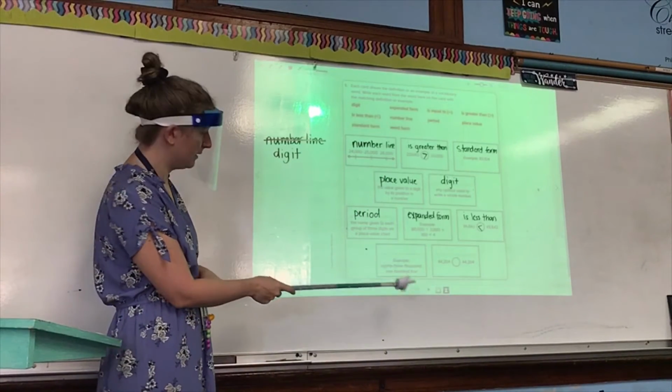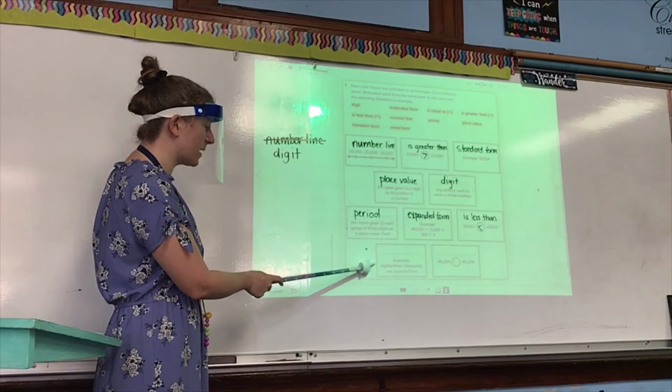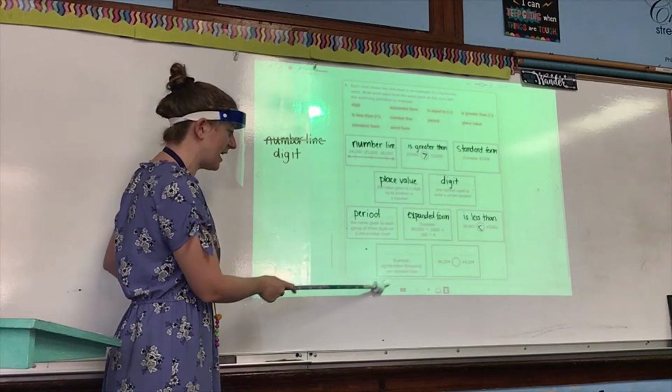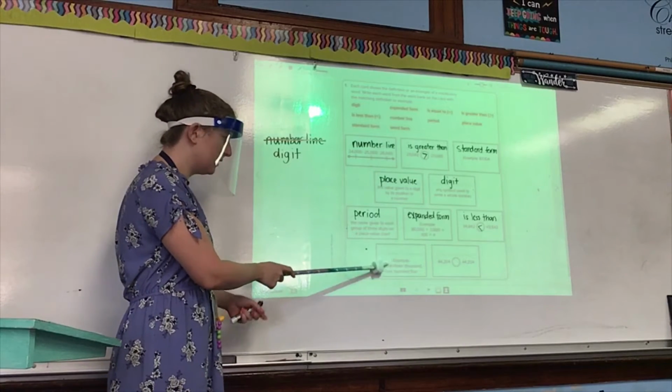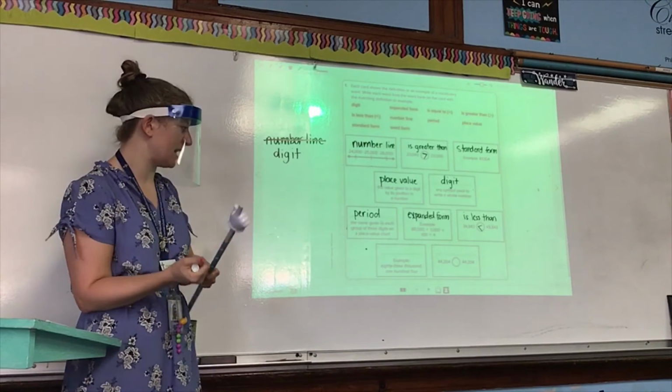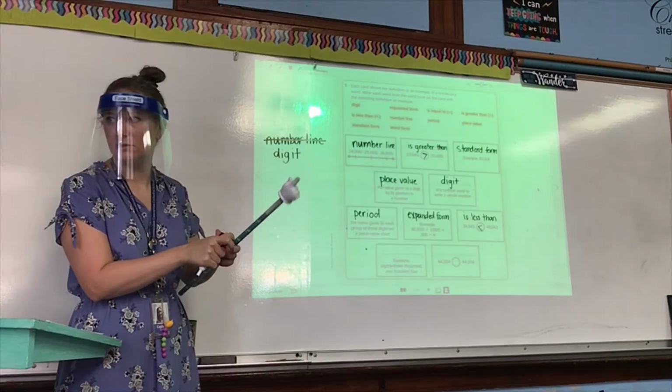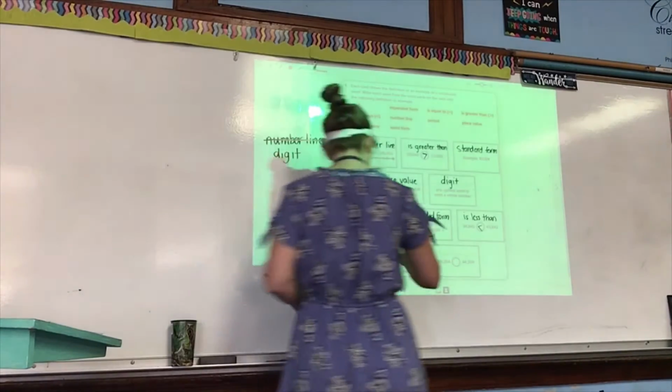Okay. First card on the last row. It says example, 83,104, but it's not written with digits. Kingston, what word goes with that first card on the last row? Word form.